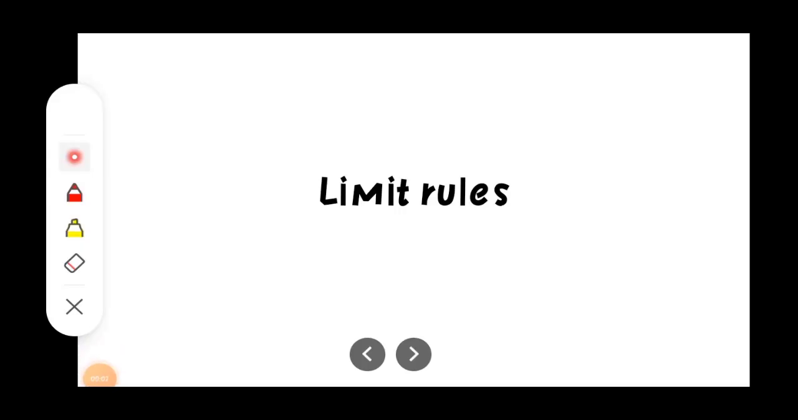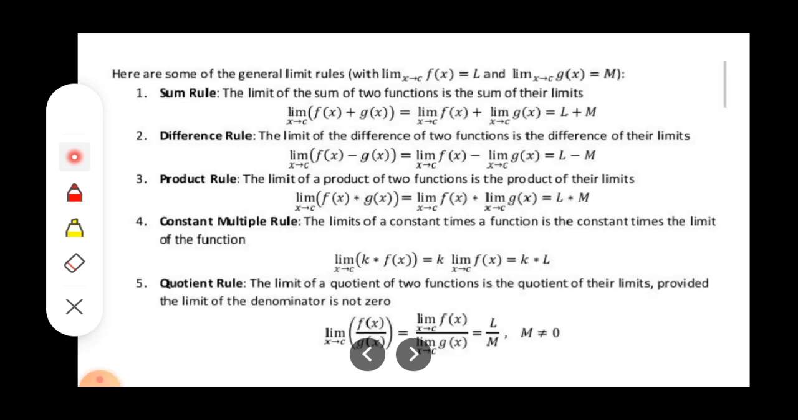For today's video, I am going to discuss limit rules. Here are some of the general limit rules. With the limit as x approaches c, f of x is equal to L, and the limit of function g of x as x approaches c.